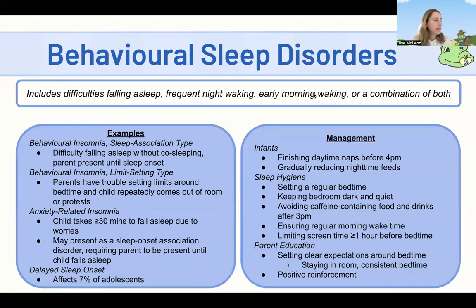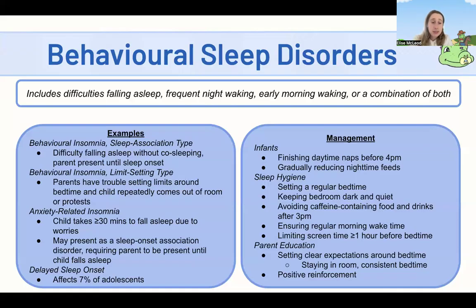So, talking about behavioral sleep disorders first, these include difficulties falling asleep, waking up during the night, waking up really early in the morning, or a combination of all three. So, just going through some examples, we've got a couple of behavioral insomnias. So, we have a sleep association type. This is where the child struggles to fall asleep without the parent being present. Usually, this is managed by controlled comforting or camping out. So, gradually reducing, I guess, the parent's presence when the child's falling asleep.